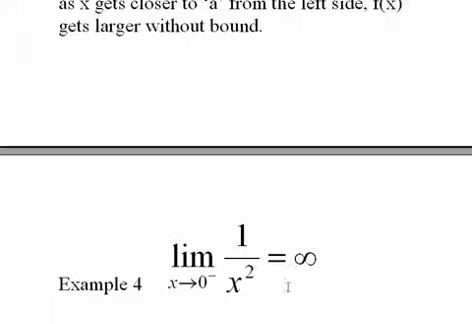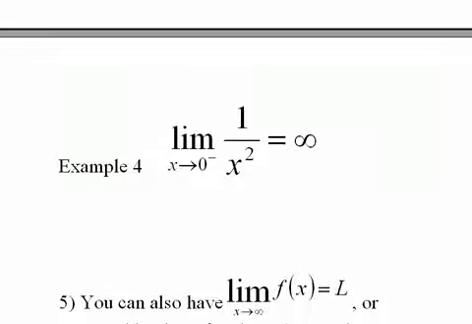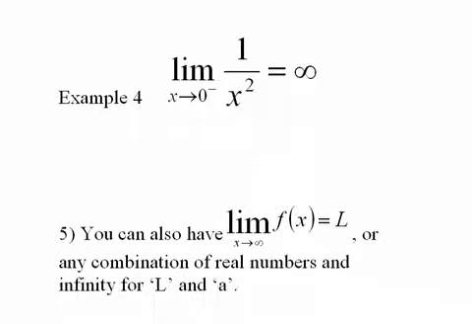Example, the limit of 1 over x squared as x approaches 0 from the left. Well, I think we all know what this function looks like, and as x gets closer and closer to 0, notice it's not defined at 0, but the function grows without bound. You can also have the limit of f of x as x approaches infinity equals L, or any combination of real numbers and infinity for L and a.